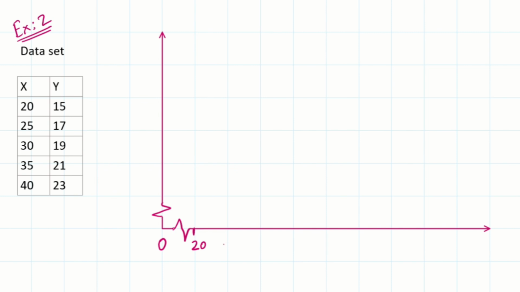We can do it like 20, 30, 40, and I think we still have a lot of space. So what we can do, we can do it like 20, 30, and 40. So this would be 25, this would be 30, and this is 35.